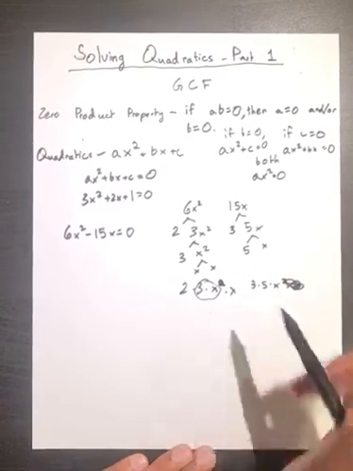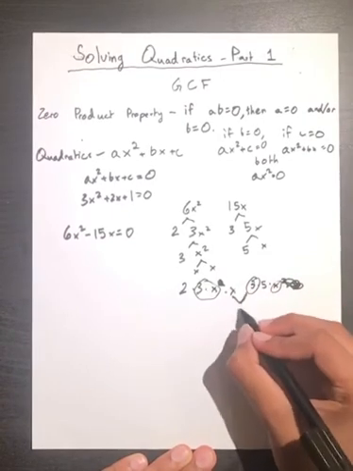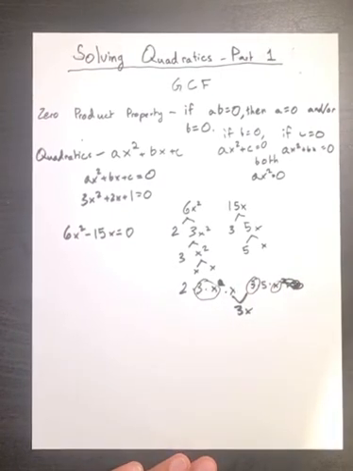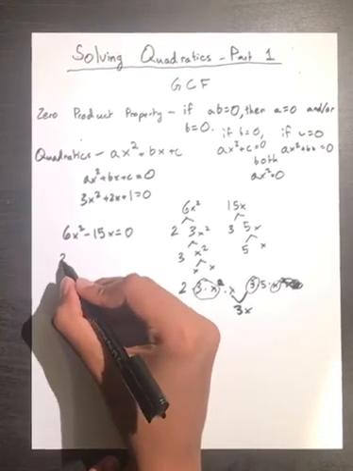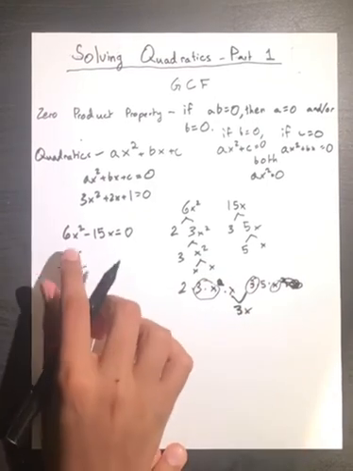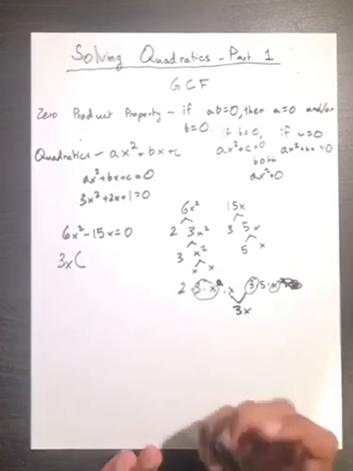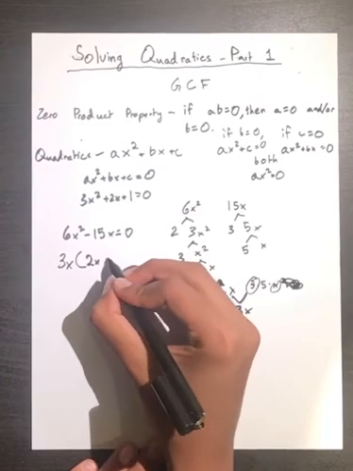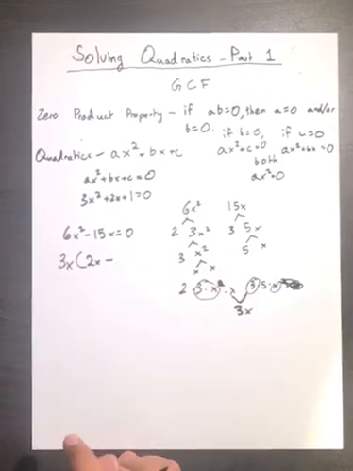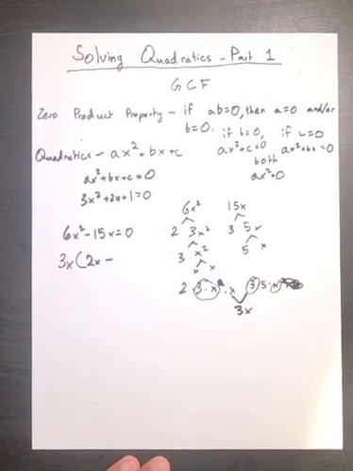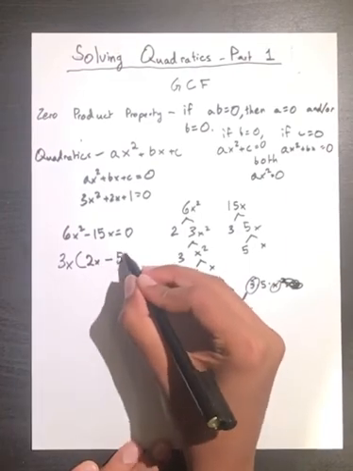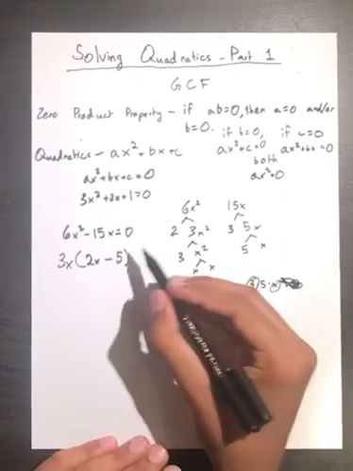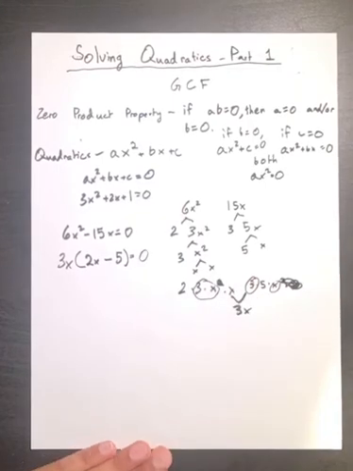They have 3 and x in common, so their common factor is 3x. Now we take out 3x from this using the distributive property. What's 6x squared divided by 3x? It's 2x. So you get 2x minus, and then what's negative 15x divided by 3x? It's negative 5. So we have 2x minus 5. Boom, that's simple. And then we have that equals 0.